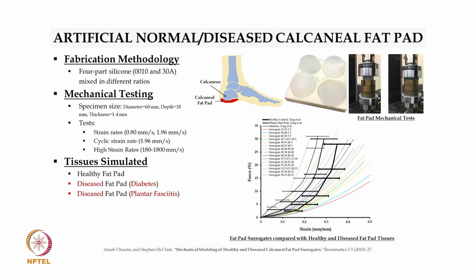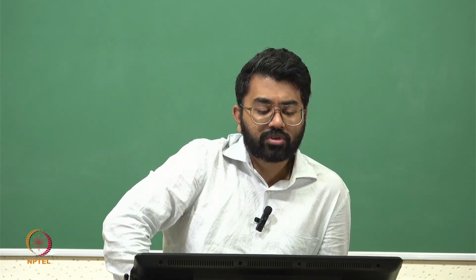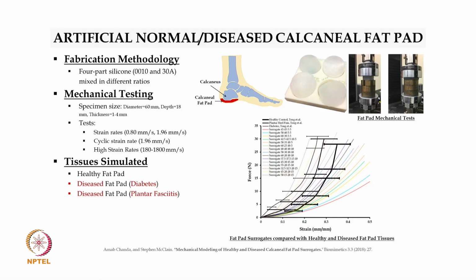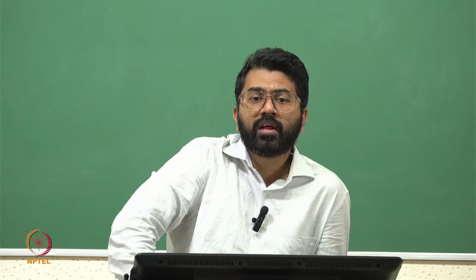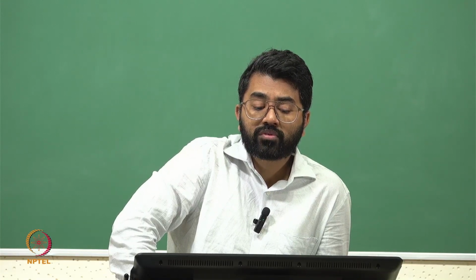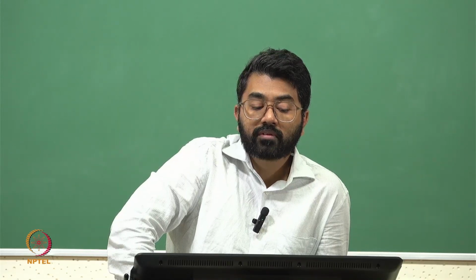Then the heel pads were also subjected to cyclic strain rates, right? Like where you have loading and unloading of the loads, right? So this was conducted at 1.96 millimeters per second, so it's a very slow loading and unloading. Then very high strain rates were also applied, in the order of 180 to 1800 millimeters per second. So 1800 millimeters is almost like 1.8 meters per second. That's a lot, right? So these kinds of very high strain rates were also applied.